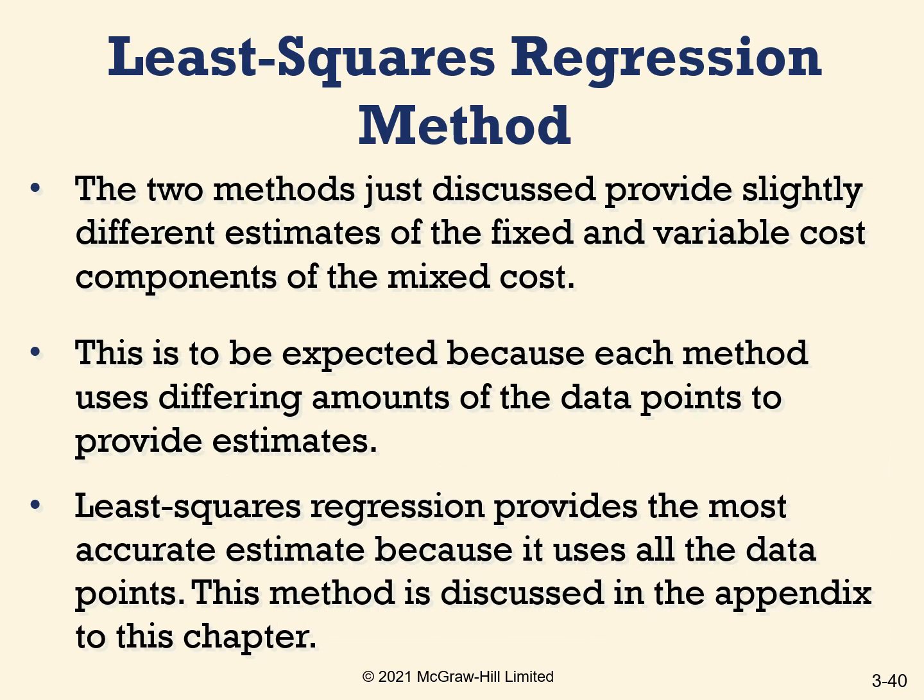So we could talk a little bit about this least squares regression method. The two methods we just discussed, the scatter plot graph where we drew the line in between all the points, and then the high-low method where we use the highest and lowest values to estimate the fixed and variable cost of the mixed cost, are going to give us different estimates. And the reason is because each of these methods uses a different number of data points to provide the estimate.